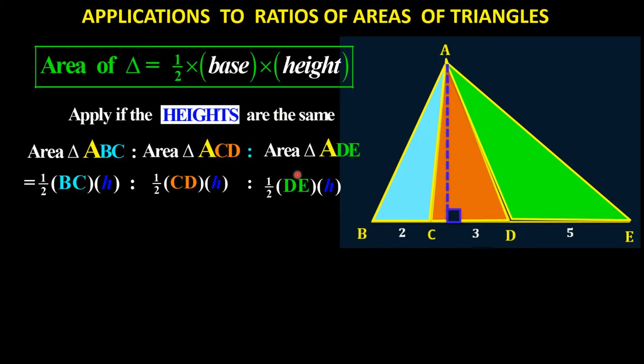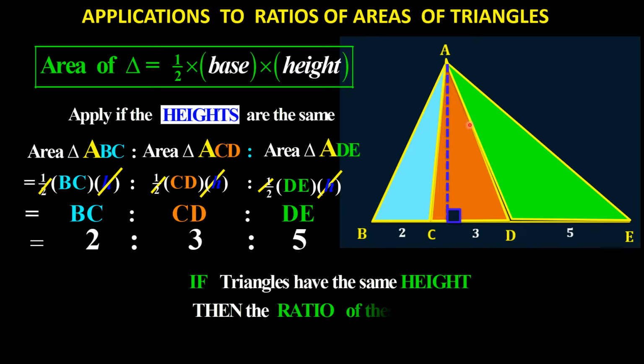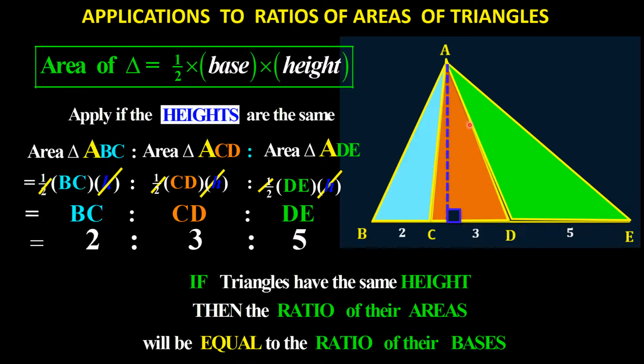Ratios can be simplified by dividing throughout by the same value. So let's divide each one by half, by half, by half. H has a value, and the values are the same because the heights are the same. So we can divide by H, and that leaves BC is to CD is to DE. We can write the numerical values of the bases: 2 parts is to 3 parts is to 5 parts. We can now see that if triangles have the same height, then the ratio of their areas is equal to the ratio of their corresponding base measurements.